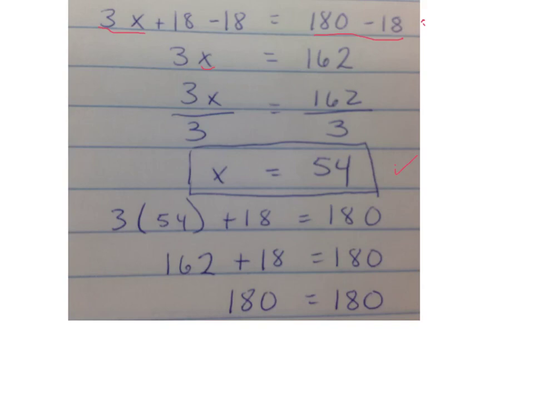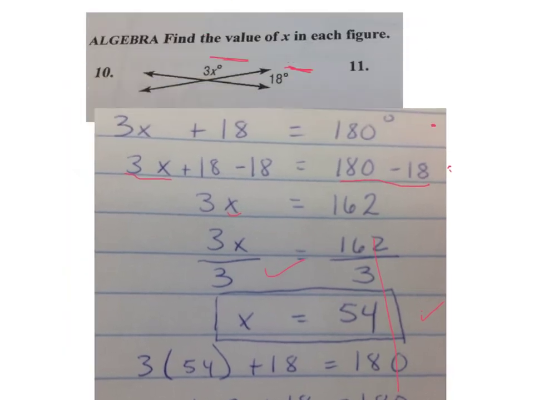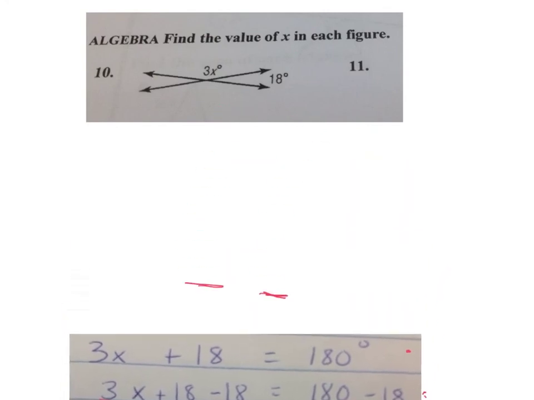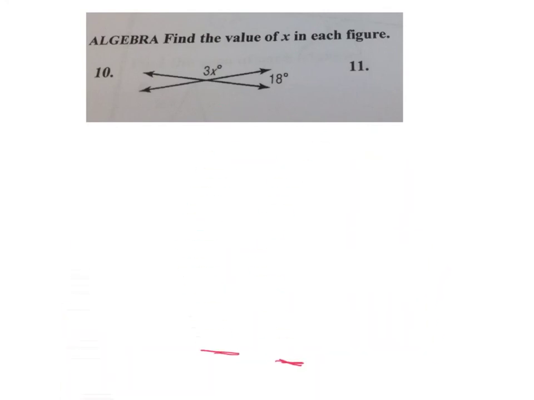Now let's look back at that original drawing, back at that original problem that we had, and sure enough, if x is going to be 54, 3x is going to be 162, which would be right here, 162 degrees in this angle, plus 18 would give us this straight line, which means that's 180 degrees.